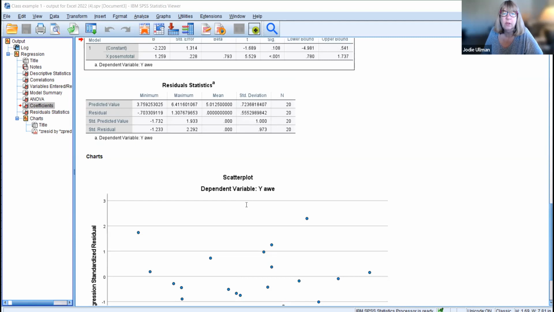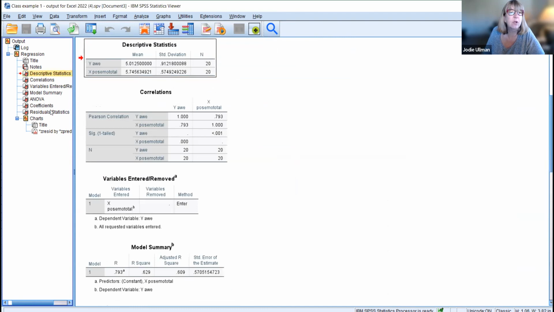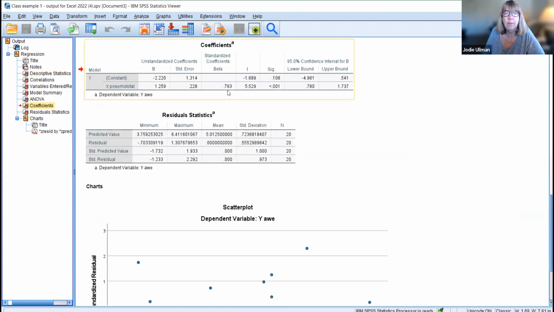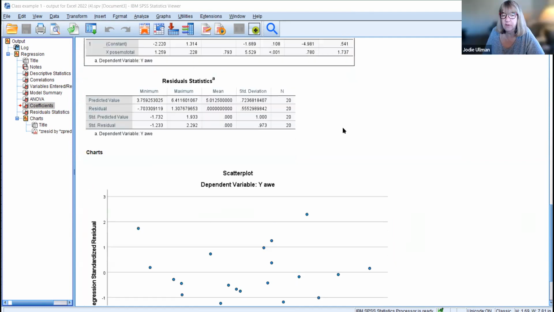Raylene, no. So for the standardized coefficient, what you've interpreted for every 1 unit, that's for the unstandardized. So for the standardized coefficient, you'd say for every 1 standard deviation unit, about 0.5749, we would predict awe would increase 0.793 points. Did that answer your question? Yes, thank you. Okay. And always, if it doesn't, it doesn't.